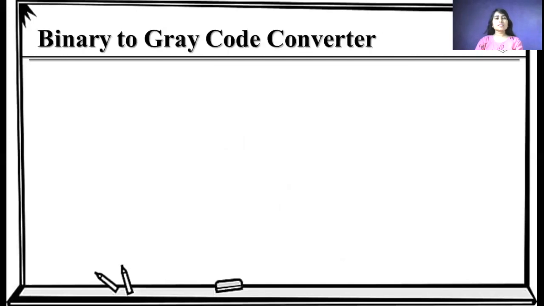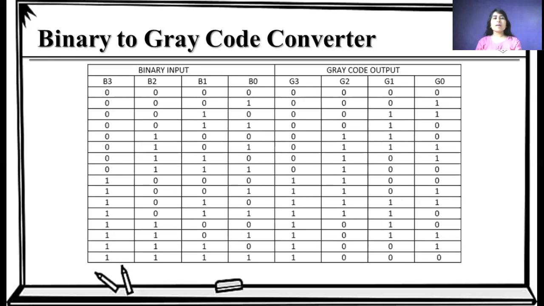Now let's discuss the binary to gray code converter. Here we have a table of binary numbers from 0 to 15, in binary representation 0000 to 1111.